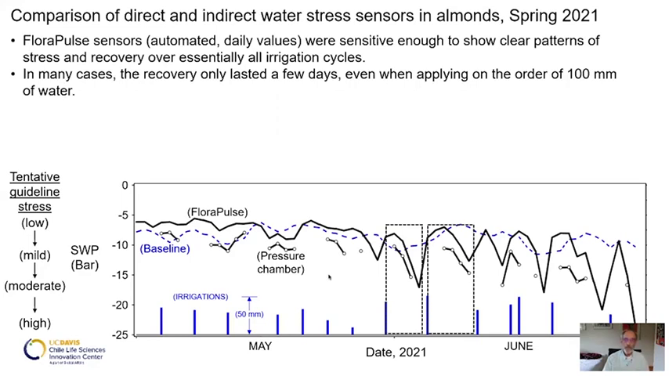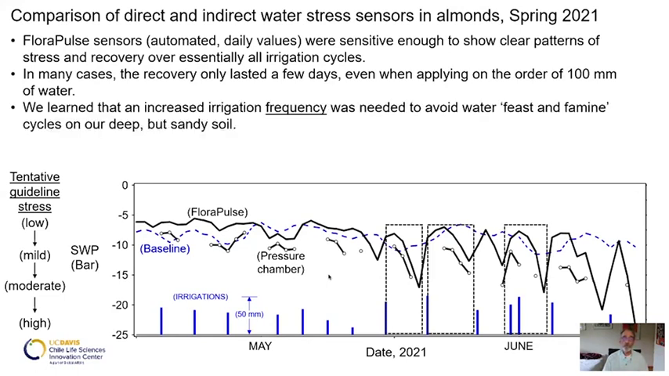In many cases, surprisingly, the recovery lasted only a few days, even when we were putting on 100 millimeters of water, which is in that third box that you can see on the graph. The trees recovered right away, but they also started declining fairly quickly.